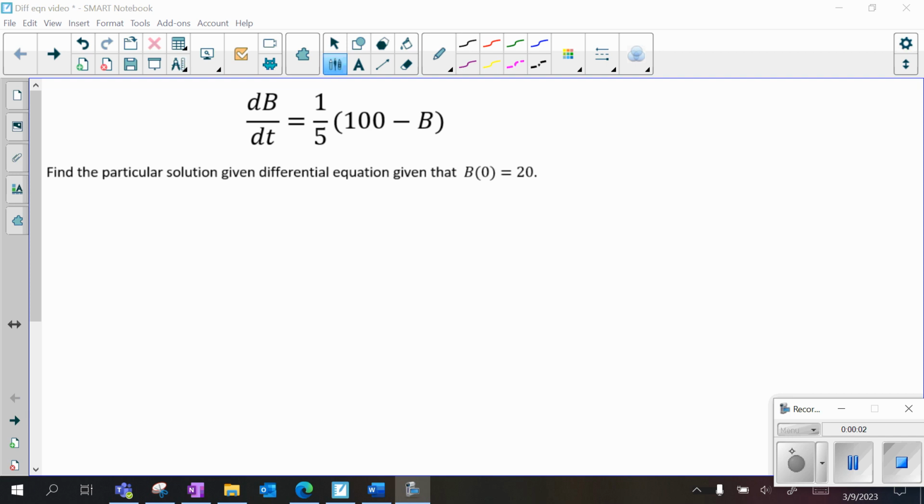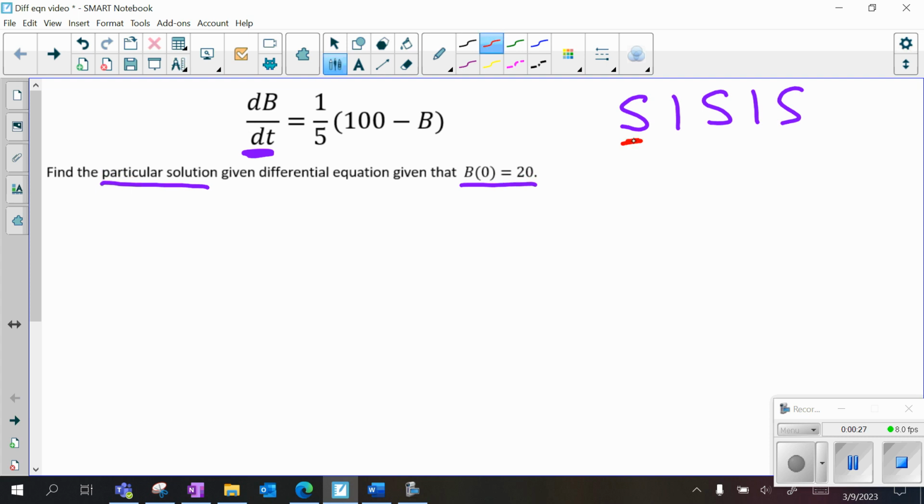Hi everyone, we're going to solve this differential equation. This is a differential equation because there is a derivative in this equation. And we're going to look for the particular solution given that b of 0 equals 20. Since we're looking for the particular solution, we're going to use the acronym SYS to help us solve this.